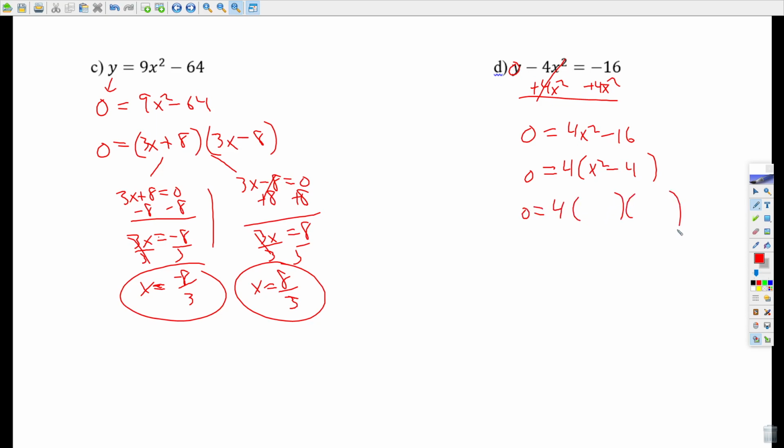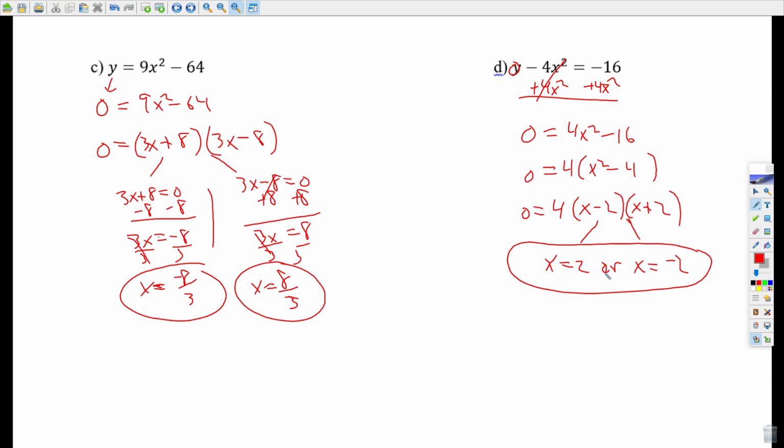And then we will factor this. This is difference of squares, clearly. They're both perfect squares. It would be x minus 2, x plus 2. And then our two zeros would be x equals 2 or x equals negative 2. So that would be where it crosses the x-axis.